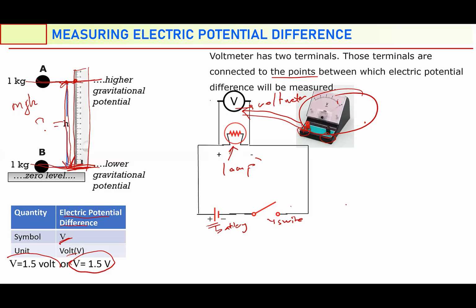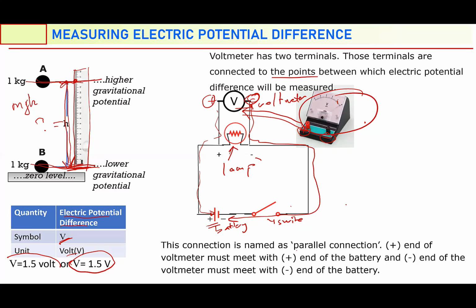And as I said, the voltmeter has a positive terminal and a negative terminal. Always, the positive terminal of the voltmeter must meet the positive terminal of the battery. Otherwise, you cannot measure potential difference. This connection is named a parallel connection. The positive end of the voltmeter must meet the positive end of the battery. The negative end of the voltmeter must meet the negative end of the battery. In this case, you can measure the potential difference between the ends of the lamp.